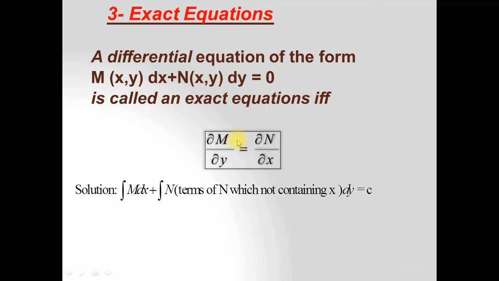If this condition holds, partial m by partial y equal to partial n by partial x, then the given differential equation will be exact, and then we can easily solve it by taking integration of the m function with respect to x plus integration of those terms of the n function not containing x with respect to y, equal to c.